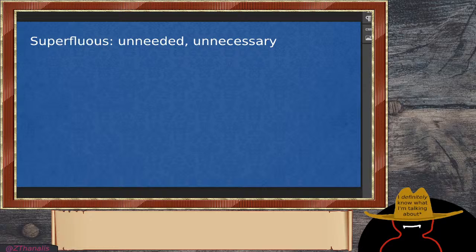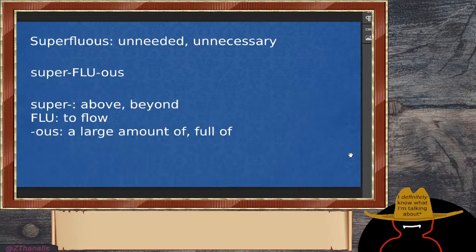Next one is superfluous, which just means unneeded or unnecessary. Here's how that breaks down, with flu being the essential one. And this is another one that's a bit of a metaphor, but not as necessary to have cultural context as sanguine, where super just means above and beyond. Pretty obvious, Superman, etc. Flu, it just means to flow. And you'd be surprised how many words this comes up in. It is a very metaphorical word often. It gets used a fair amount.